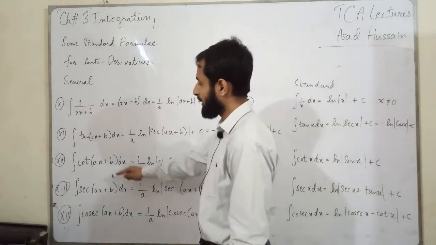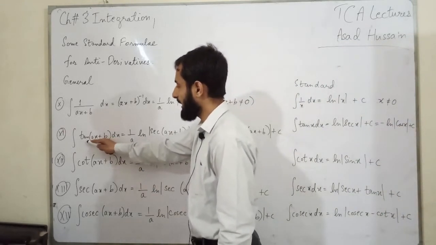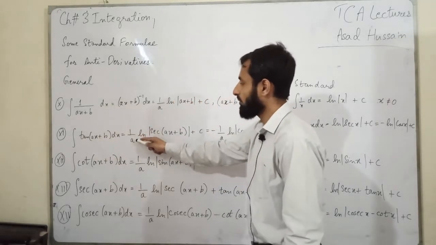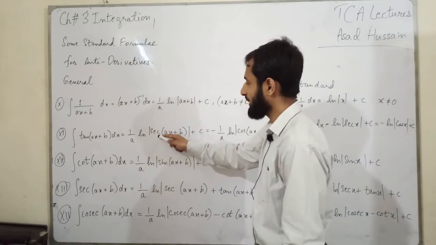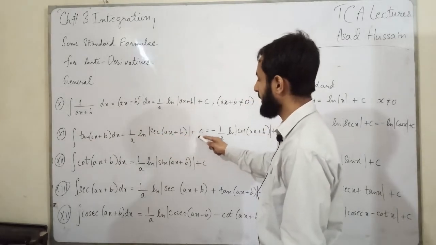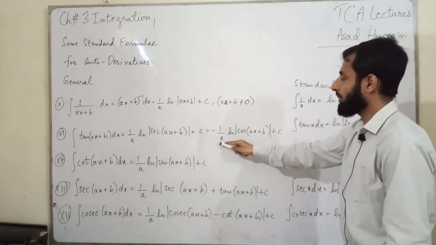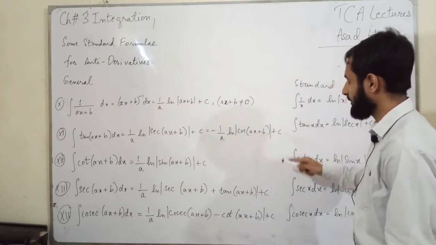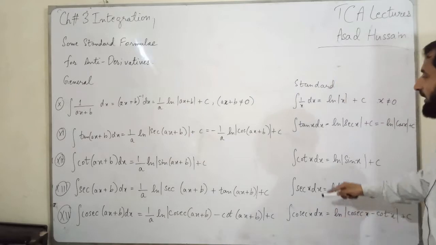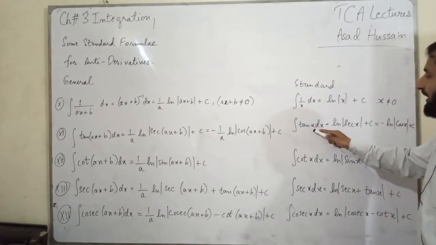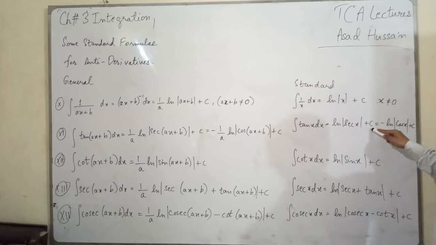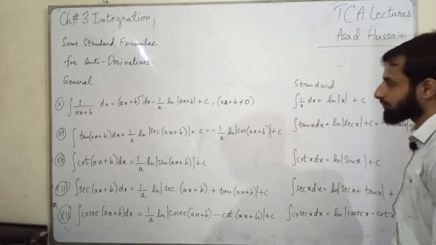Part number 11. Integral of tan(ax plus b) dx is equal to 1 over a ln secant(ax plus b) plus c, or minus 1 over a ln cos(ax plus b) plus c. In standard form, it is written as integral of tan x dx is equal to ln secant x plus c, or minus ln cos x plus c.